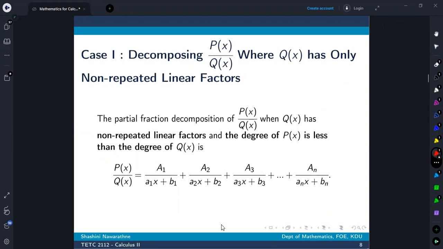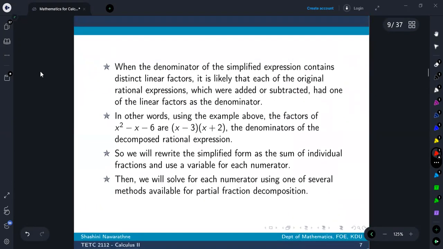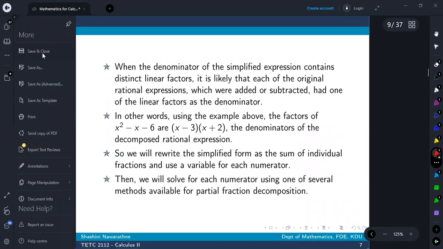These 4 specific cases are related to the denominator and the numerator of the specific rational function that we are going to consider. So before moving to these cases, I will explain that.